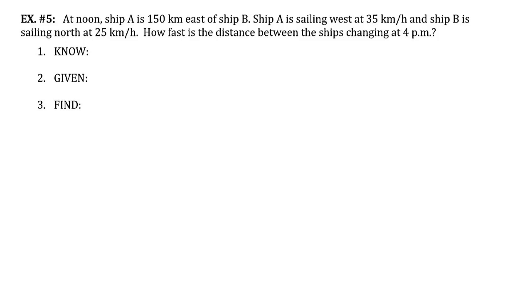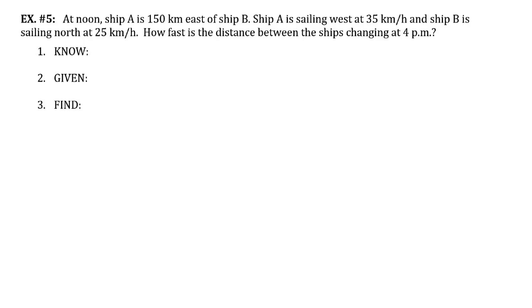Okay, for our next problem, we are given at noon, ship A is 150 kilometers east of ship B. Ship A is sailing west at 35 kilometers per hour, and ship B is sailing north at 25 kilometers per hour. How fast is the distance between the two ships changing at 4 p.m.?